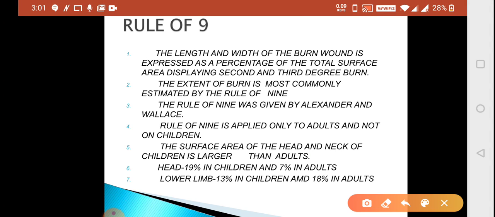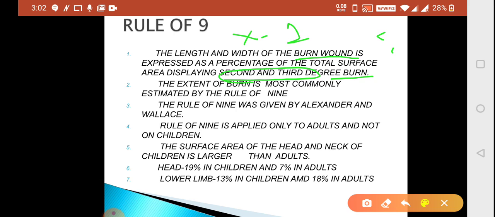The length and width of the burn wound is expressed as a percentage of the total surface area, displaying the second and third degree burn. So very important that your rule of 9 is used in your second and third degree burn, while it is not used in your first degree burn.